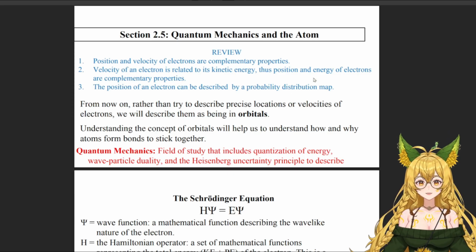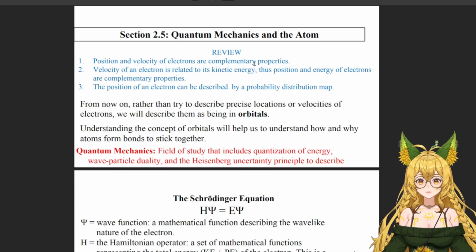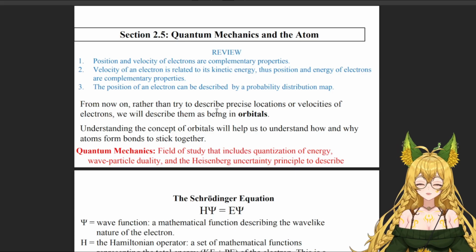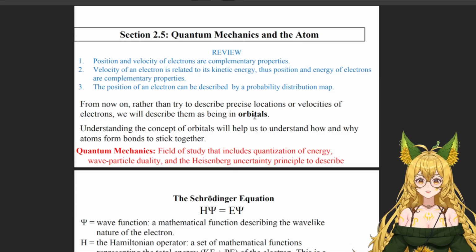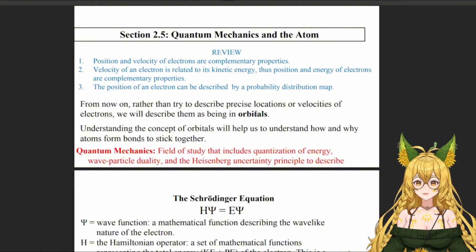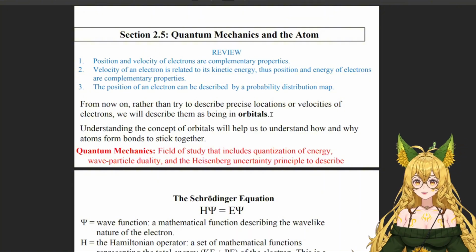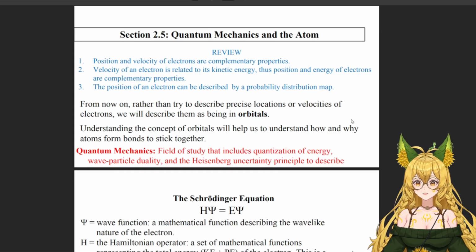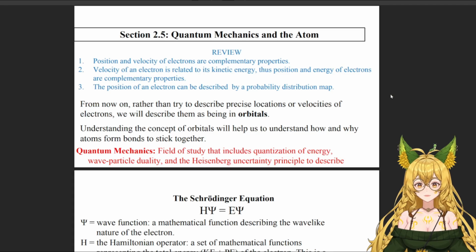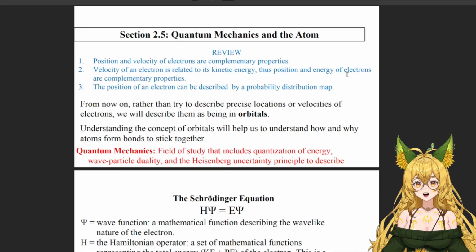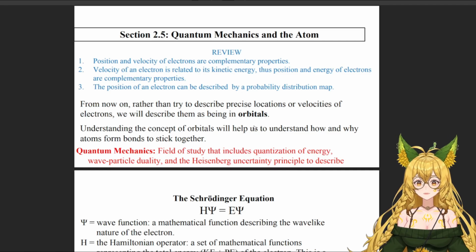Basically, it's more likely to be in the center of the trajectory than it is going to be along the edges of the trajectory. So from now on, rather than try to describe precise locations or velocities of electrons, we will describe them as being in orbitals, because that is much easier to understand, and you guys are actually already familiar with orbitals from the last video, which is those n numbers, those spheres around a nucleus. Those are the orbitals. Or even with a simple atom map, you see the orbits going around the nucleus.